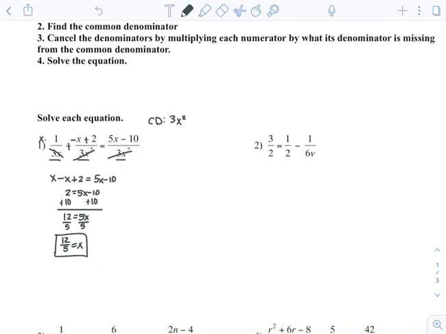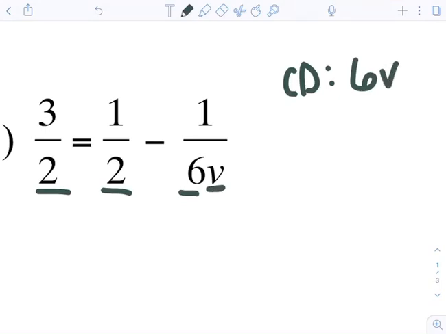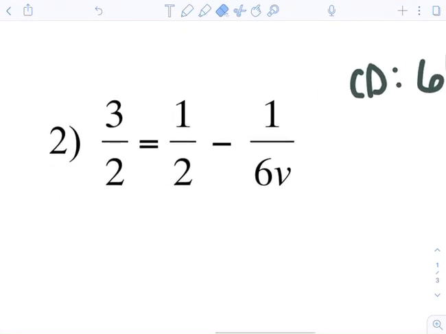Okay? So number 2, my common denominator. Well, 2 to 6, I can make those all match at 6, right? And there's a v here that I need to take into account, so I need a v in my common denominator. So ask yourself, what do I have to multiply 2 by to make it 6v? Well, I need to multiply by 3 and v, so I'm going to multiply the numerator by 3v and cross out the denominator. That becomes 9v.